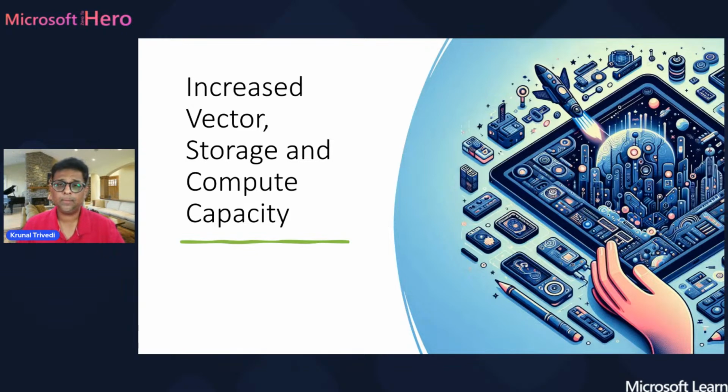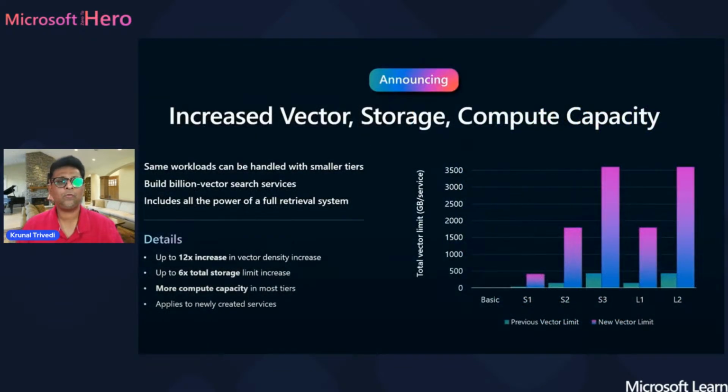If we take a look at the particular capacity here, we can see we have increased vector storage and compute capacity. Azure AI Search now supports larger vector workloads, and the new services will have a 3 to 6 times increase in total storage per partition, and a 5 to 12 times increase in vector index size per partition. With additional compute backing, the service supports more vectors at high performance, and up to 2 times improvement in indexing and query throughput. So now your vector density is increased up to 12 times, and the total storage limit is increased 6 times. Microsoft has launched more compute capacity in almost all the tiers, from the basic tier to the very large tier.